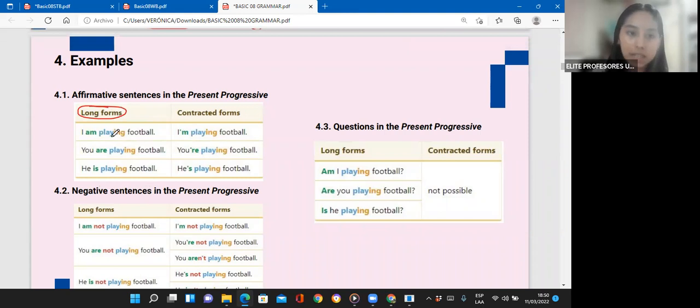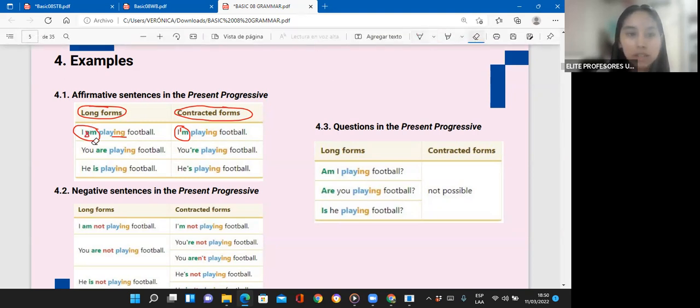I am playing football. Contracted forms. What does it mean when you see contracted forms? Look here. I'm playing football, instead of I am playing football. You see here the difference with this sign and just the M. So you don't use the A anymore here in the contracted form.